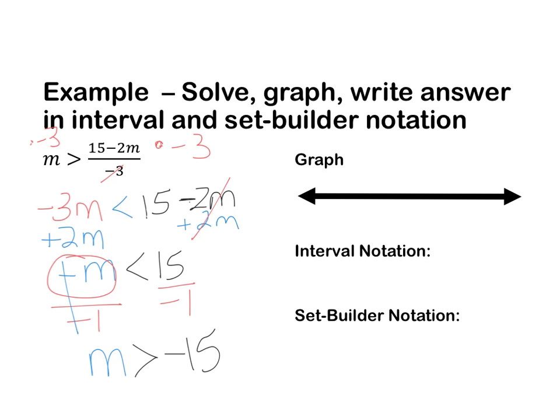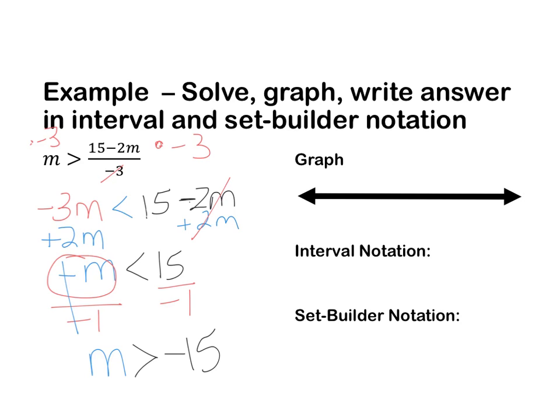Alright, so at this point you should have gotten your answer for your inequality: m is greater than -15. If you look back here, check your work with mine. If you didn't get what I did, check your work and look, I multiplied by a negative once and divided by a negative once, so I actually flipped my inequality twice. So go back and check that.